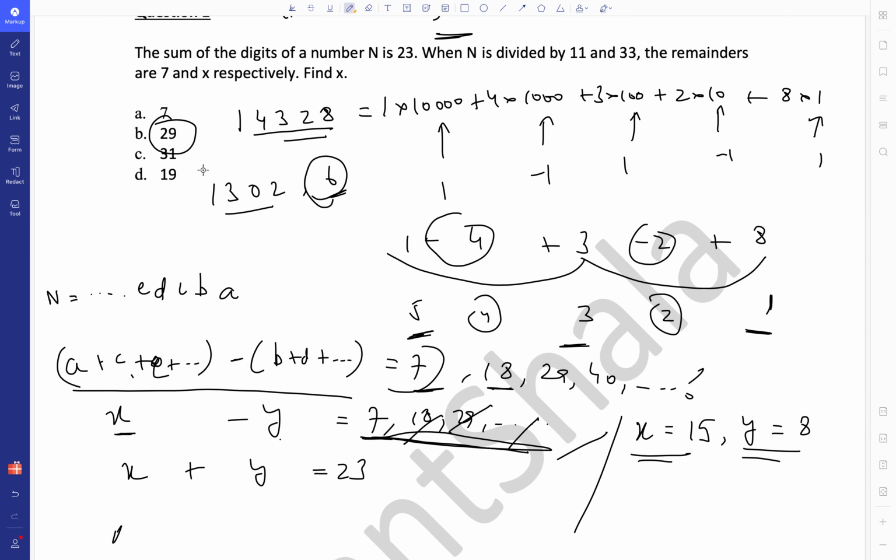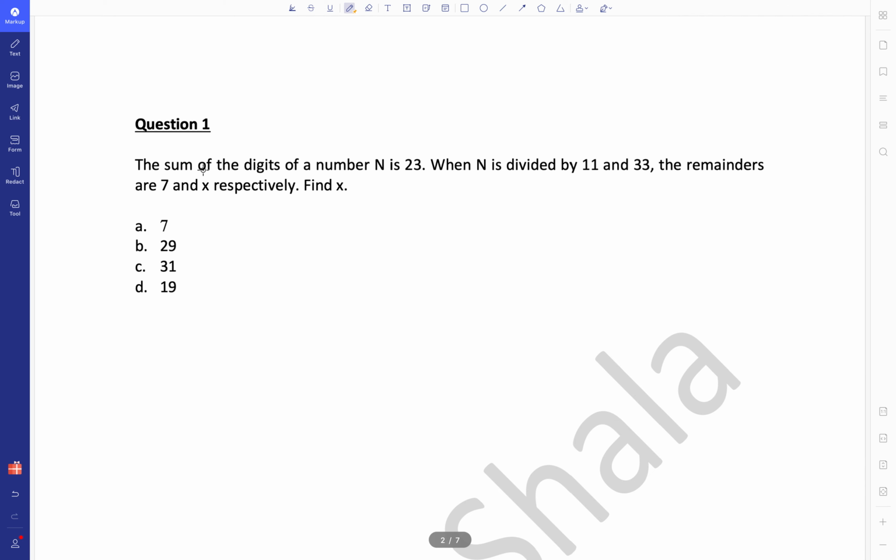Okay. Let's look at the same question from a different perspective. For this, we did a lot of calculations, we did a lot of conceptual things. Now, if you know the Chinese remainder theorem, it's a little advanced theorem, it doesn't come in the basic concepts of remainders, and we haven't discussed it yet. But if you know it, it's very easy to solve this question by the Chinese remainder theorem also.